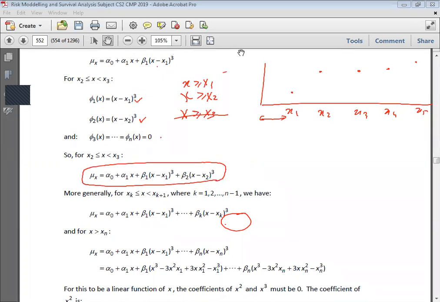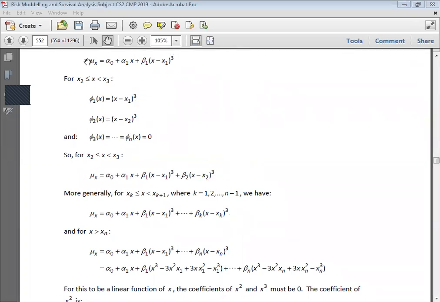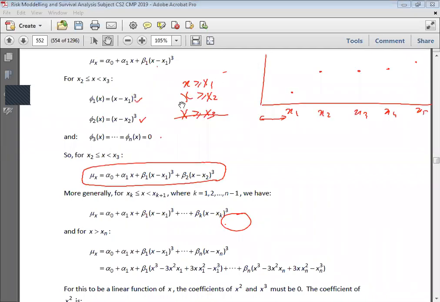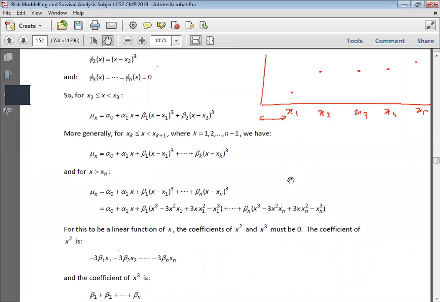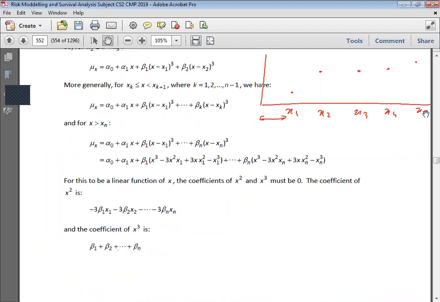So once you have this, I erased everything. Yeah. So once you have this, you can do the similar thing for all of the possible intervals that you see. And then for the last one, it will be greater than this particular thing. So your x greater than xn.